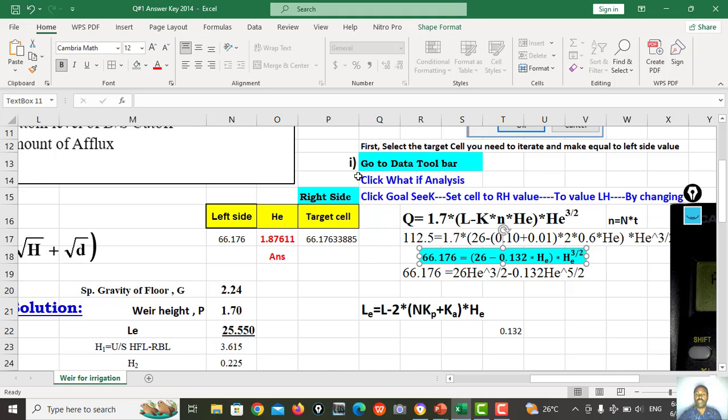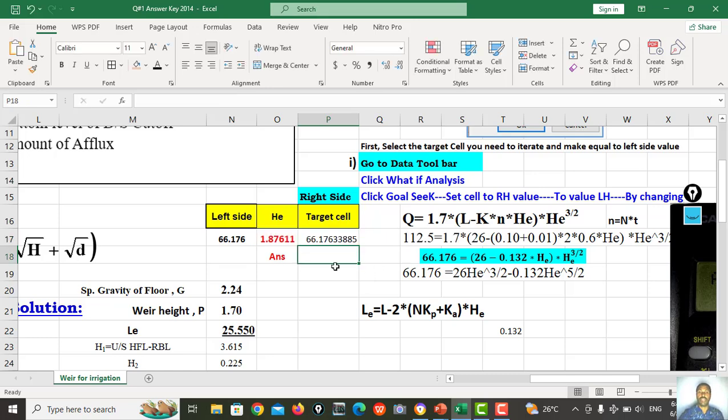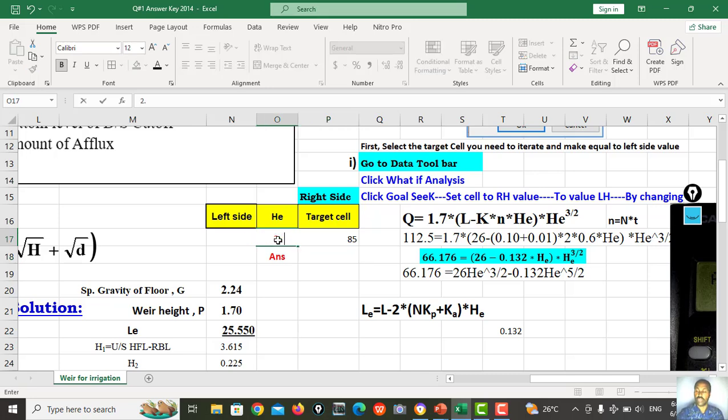So let me start using the data toolbar from Excel. You can iterate. You put this one on the left side. This is the left side. Then the right side will be the whole equation, which is 26 minus this one times this effective head times this one. Once you put this in, you can go with any number, for example 2.5, just for iteration.